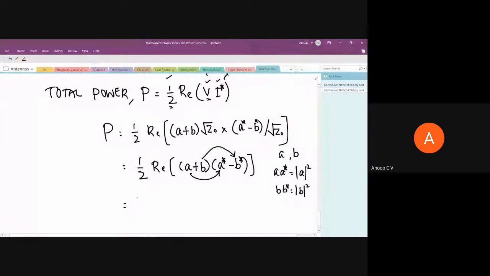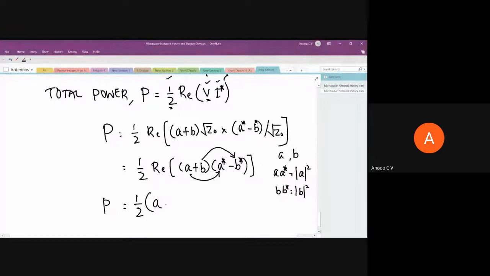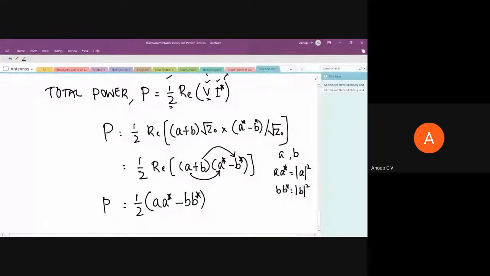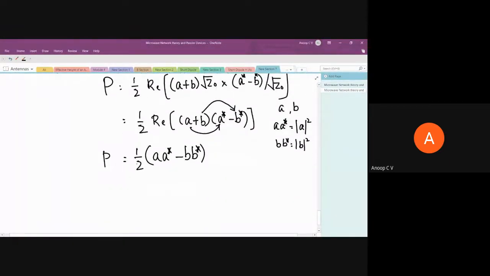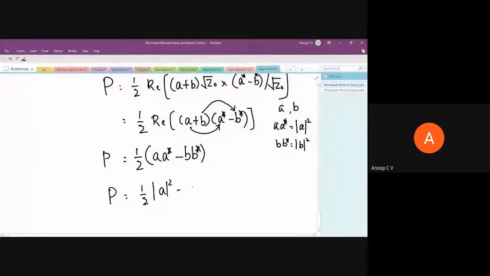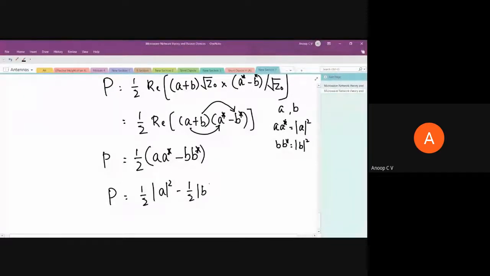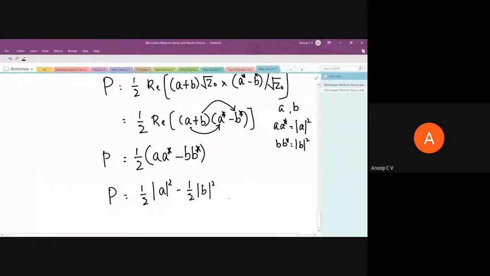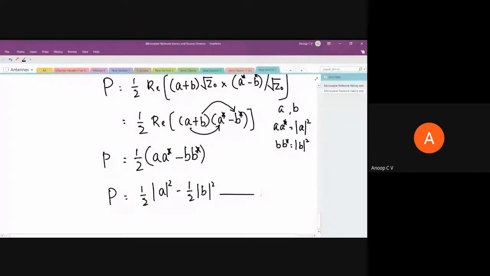So I can write it straight away as power is equal to half times A conjugate minus B times B conjugate. So this is equal to half times mod of A the whole square minus half times mod of B the whole square. I'll call it equation number 2.